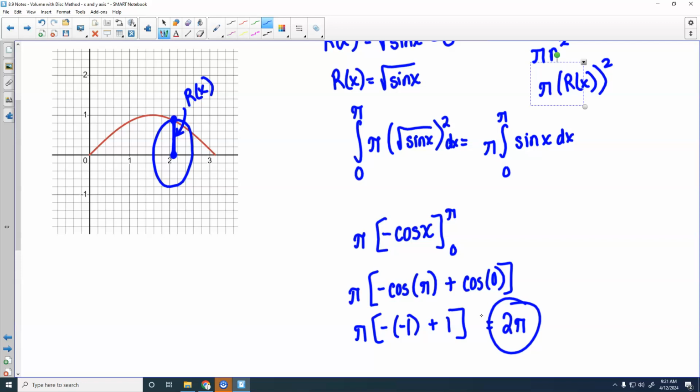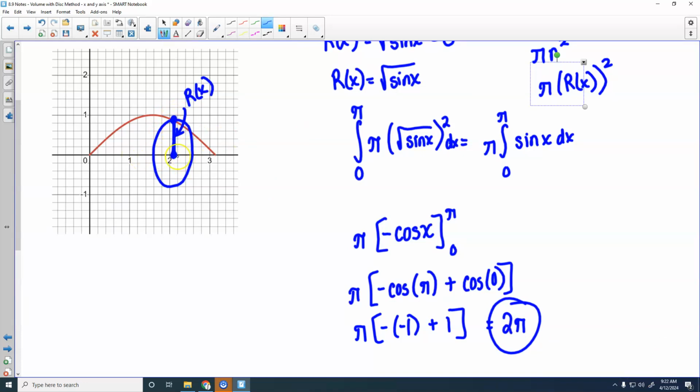Something like this, they'll definitely give you without a calculator. That one didn't even take us that long to do, right? A lot of the others, they're probably going to give you a calculator or just ask you to set it up. Okay, questions so far? It's kind of similar to what we were doing with the cross sections, but your formula is always a whole circle, not a semicircle, and your radius is just going to be that slice there.